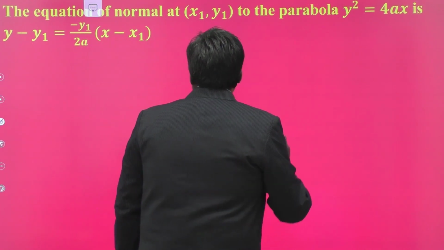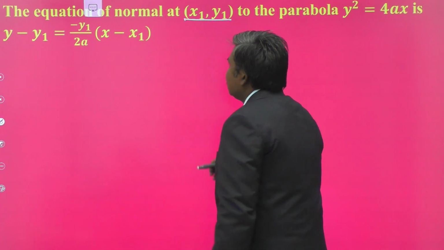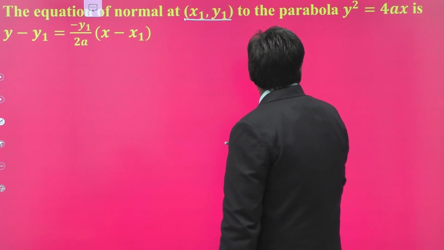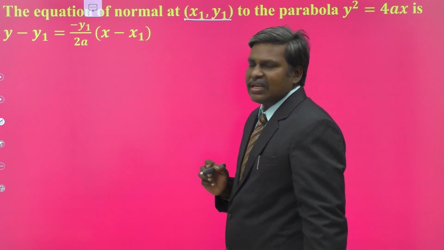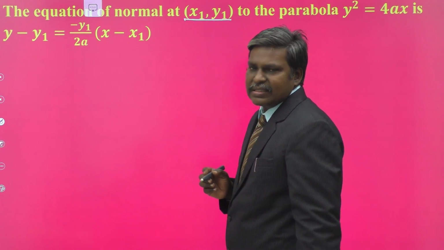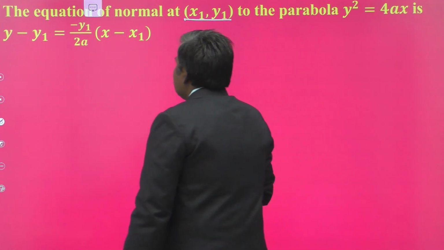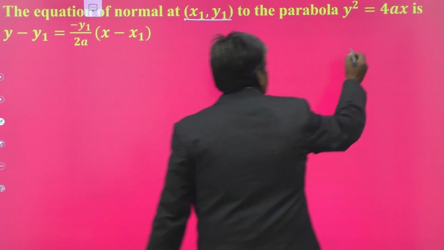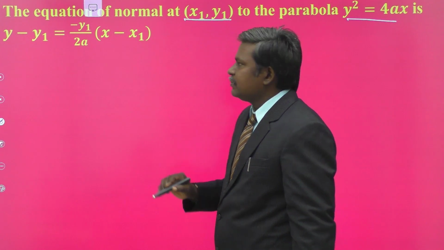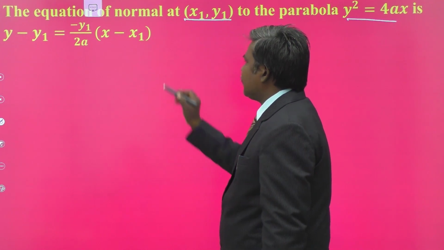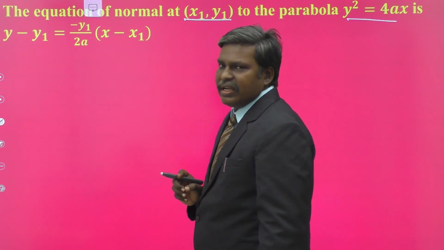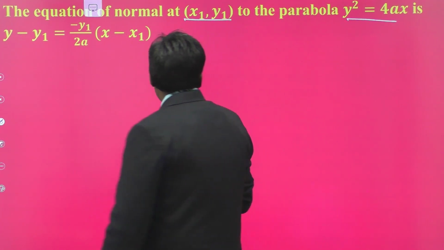What you have to find out here is the equation of normal at (x1, y1) to the parabola y square equal to 4ax, which is y minus y1 is equals to minus y1 by 2a into x minus x1. So you take any parabola, that is y square is equal to 4ax, and (x1, y1) is any point on it, then the equation of normal at that point is this one, y minus y1 is equals to minus y1 by 2a into x minus x1.